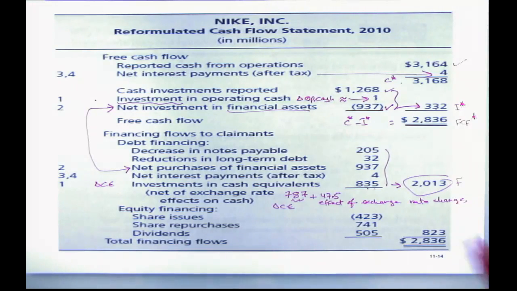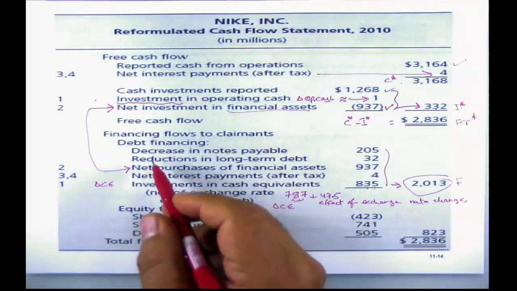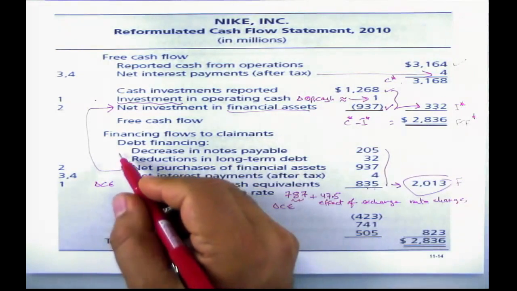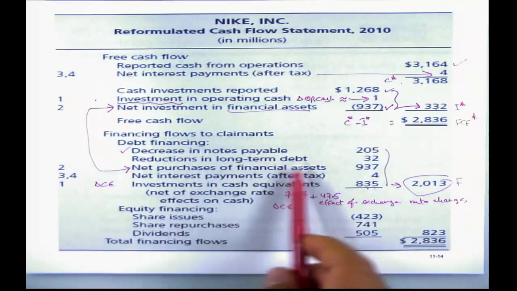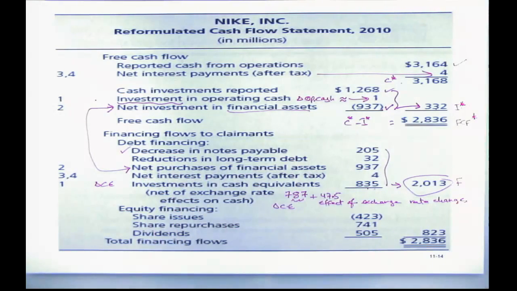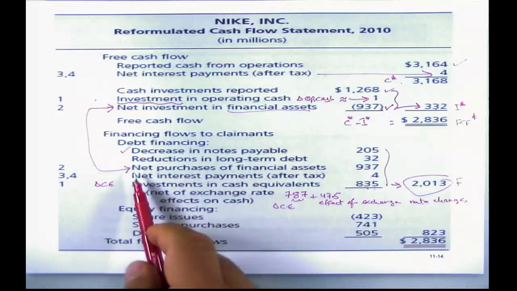As you can see, when we calculate F, these items are very clear to us. The decrease in notes payable. Normally, notes payable, most of the time, they are financial liabilities. And so the change should be included in the calculation of F. We have here reduction in long-term debt. Again, it is a financial liability, and the change should be classified or reported under F.